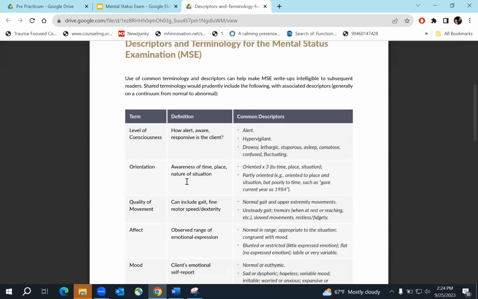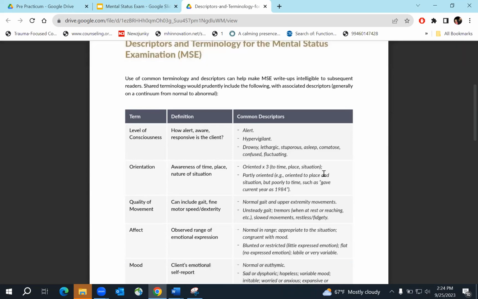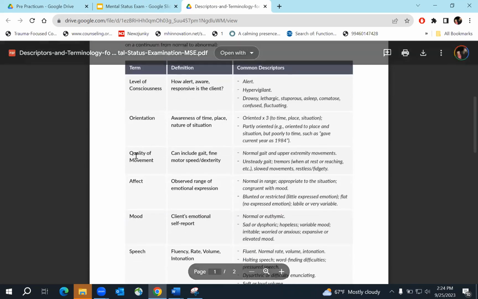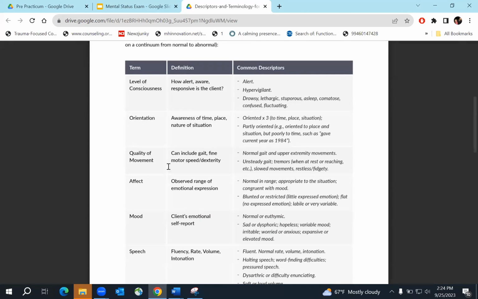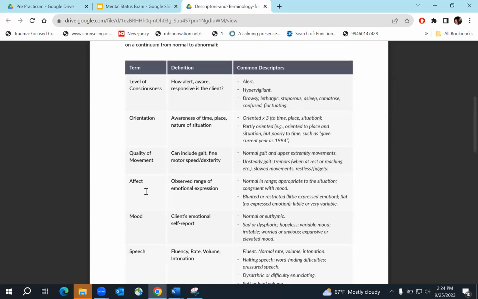Orientation: is the client aware of time, space, and nature of the situation? So sometimes in a psych report, you'll see oriented ×3 to time, place, and situation, or partially oriented, right? They understand one of them, but not the other. Their quality of movement: this is their motor activity. This can include gait, fine motor speed, and dexterity. So normal gait, they walk normally, their upper extremities, their arms are moving normally, right? Or unsteady gait, they have tremors when at rest or reaching, slowed movements, or they're restless or fidgety. Their affect, again, is the range of their emotional expression. So normal in range, appropriate to the situation, or blunted or restricted, or labile, or very variable.